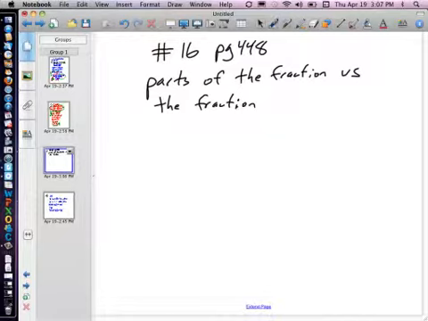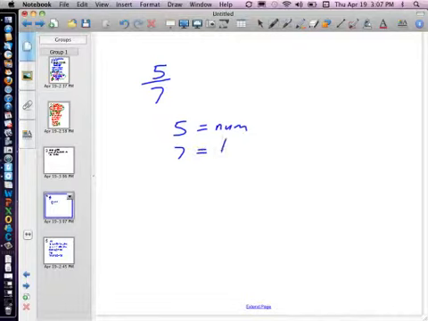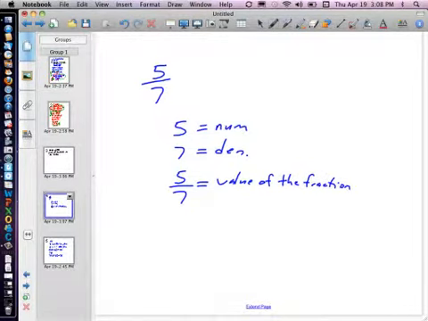For instance, I'm just going to make something random up, so I'll put it on a new page. If I'm talking about the fraction 5/7 and I say the numerator of the fraction, I'm only talking about the number 5. Okay, 5 is the numerator. If I'm talking about the denominator of the fraction, I'm only talking about 7. That's the denominator. If I'm talking about the value of the fraction, that's 5/7. Okay, so I'll show you how that's going to apply as we go through problem 16.